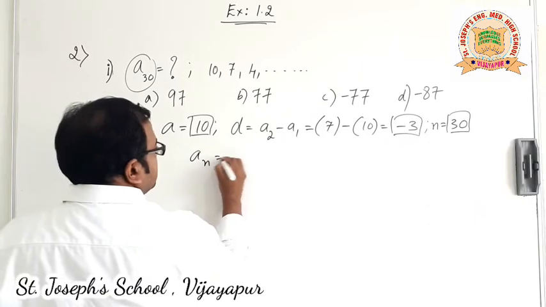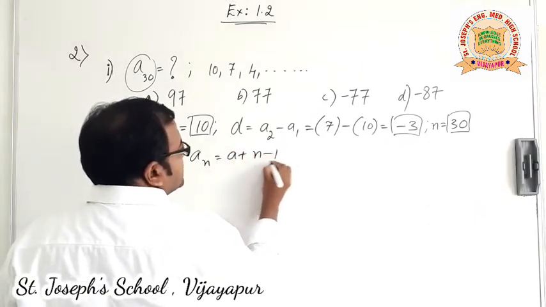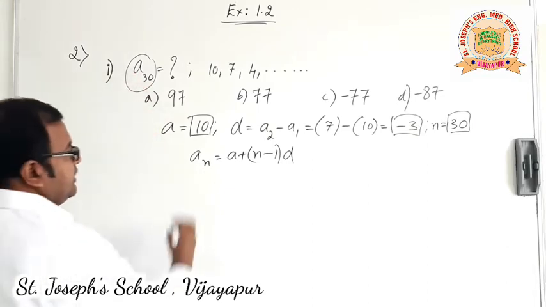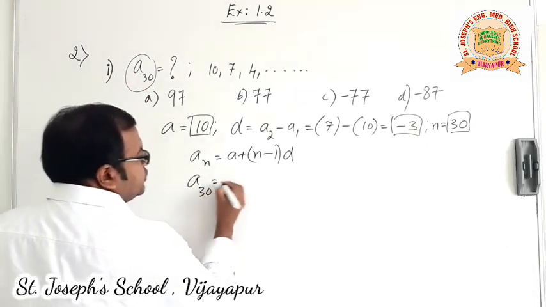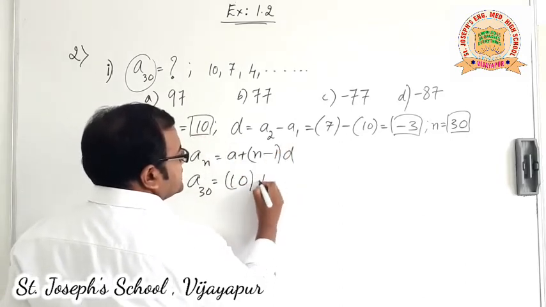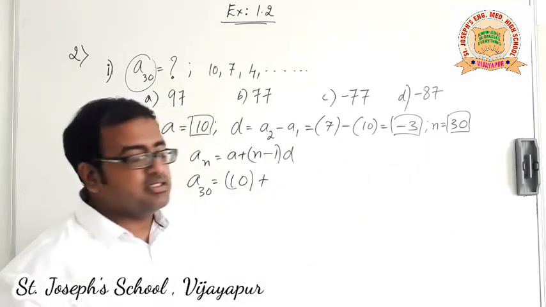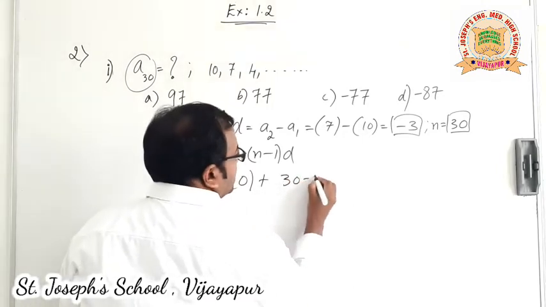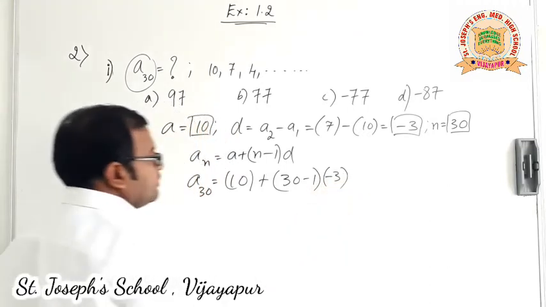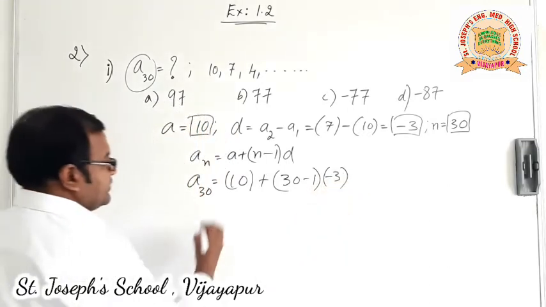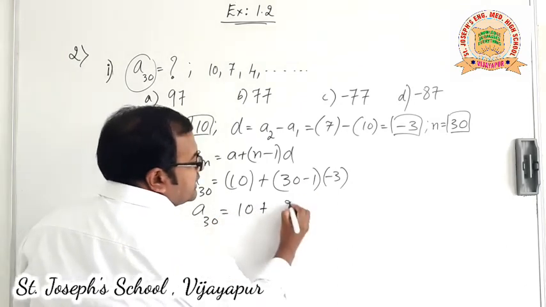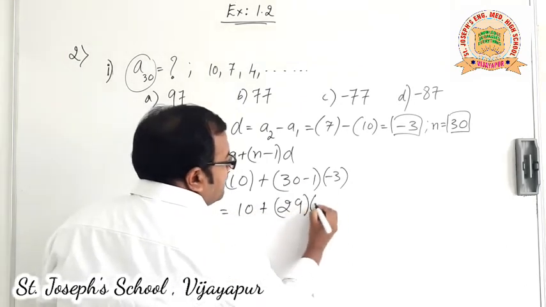So, an is equal to a plus n minus 1 into d. So, an value is nothing but a30. So, a30 is equal to a, which is 10 here, 10 plus n minus 1. n is 30. So, I got 30 minus 1 into d. d is minus 3. So, now next step is a30 is equal to 10 plus 30 minus 1 is 29 into minus 3.